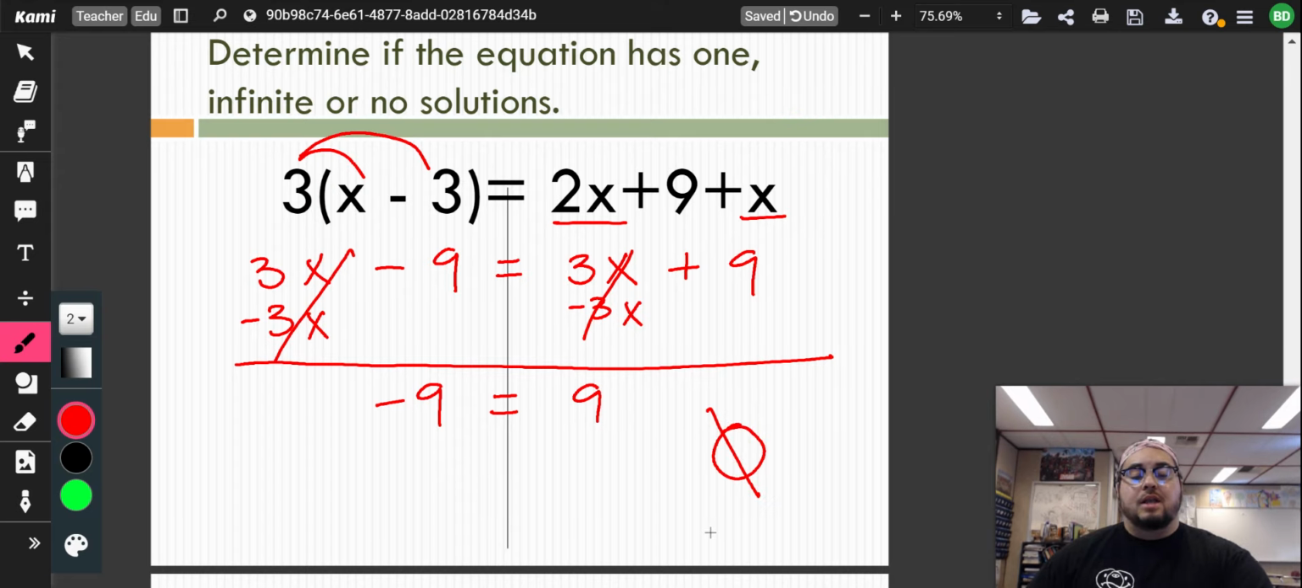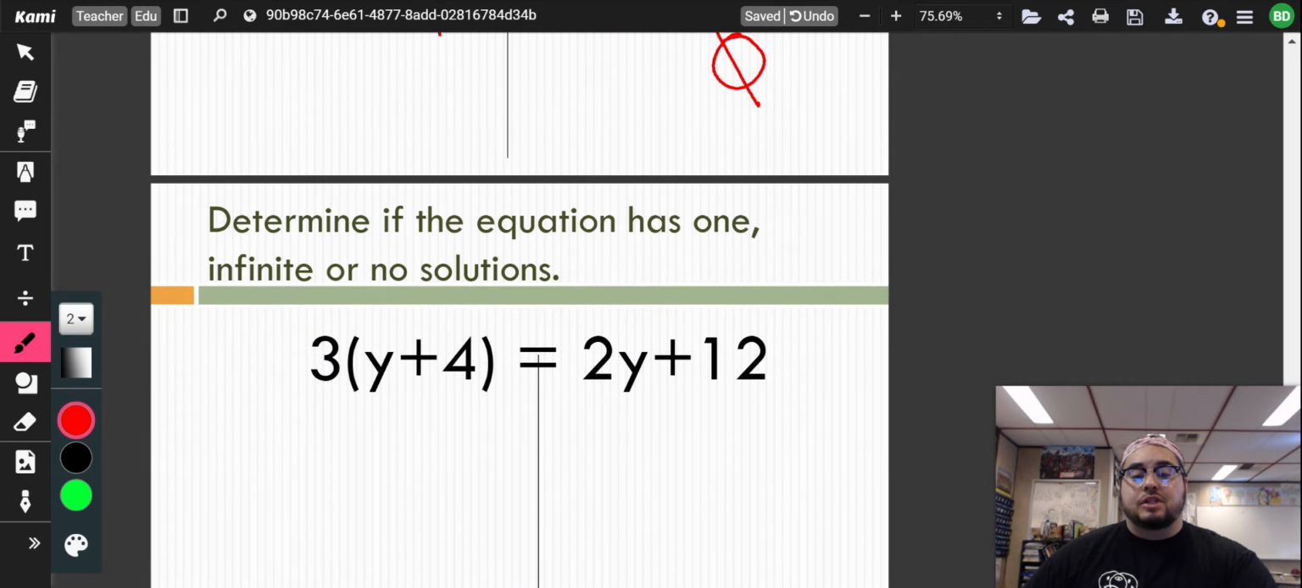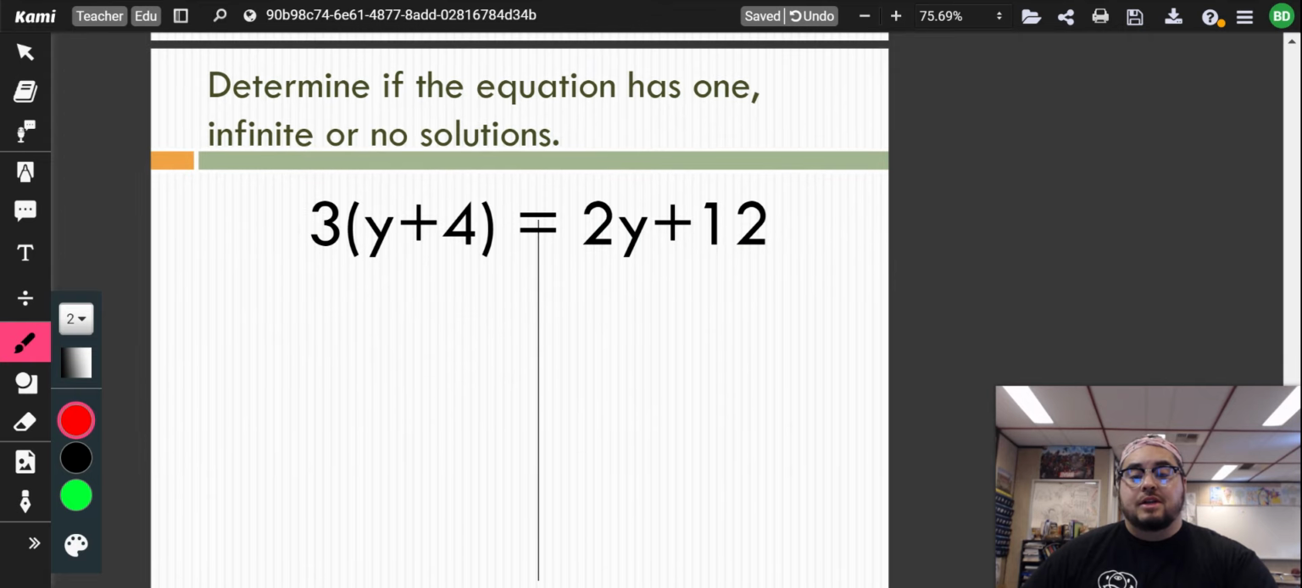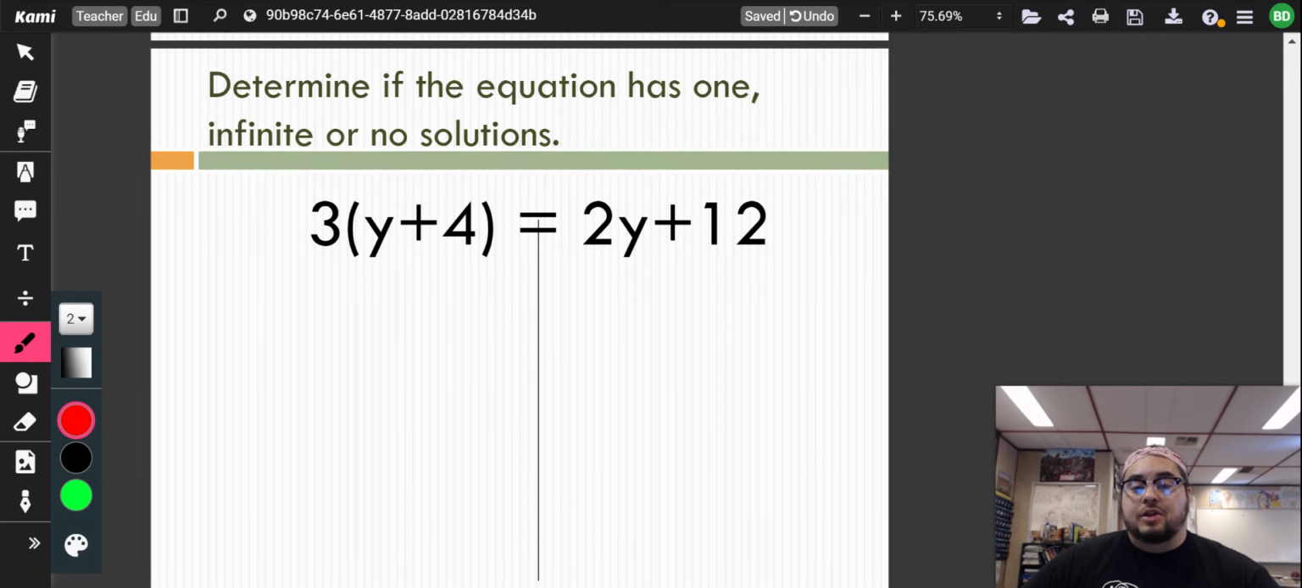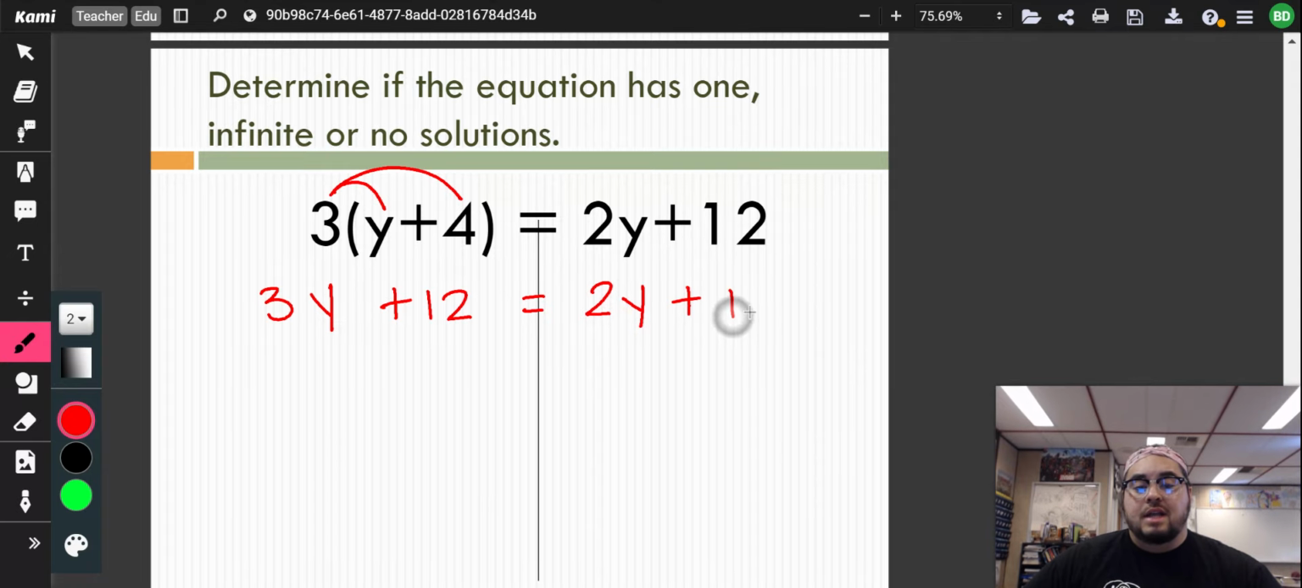Okay. Second example, again, determining if there's one solution, no solutions, or infinite solutions. We have to clean up the left side a little bit just by doing some distribution, simplifying that out. 3y, 3 times 4 is positive 12. And on the right side, we can just bring that down. 2y plus 12 doesn't need any work. So looking at this, I can already tell that there's going to be one solution because our y's don't match. The y's don't match. So this is just a regular problem. We're going to go about our normal business.